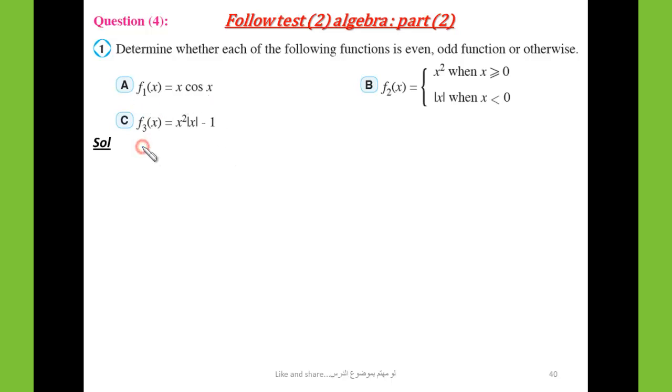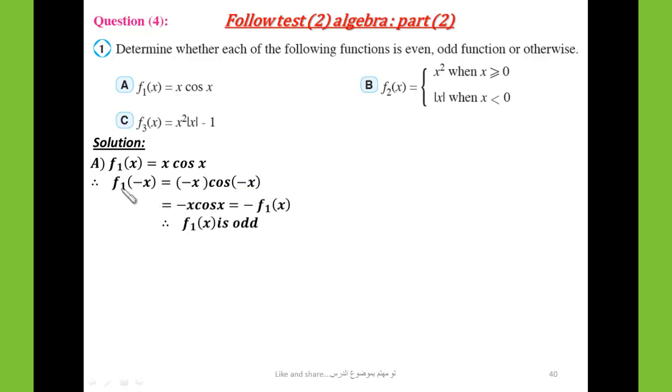So in the solution we substitute x by negative x. So we have f1 of negative x equals negative x cosine negative x, and we write f1 of x equals x cosine x. Then f1 of negative x equals negative x cosine negative x, and the value of cosine negative x is cosine x, as cosine is an even function. So cosine negative x equals cosine x.